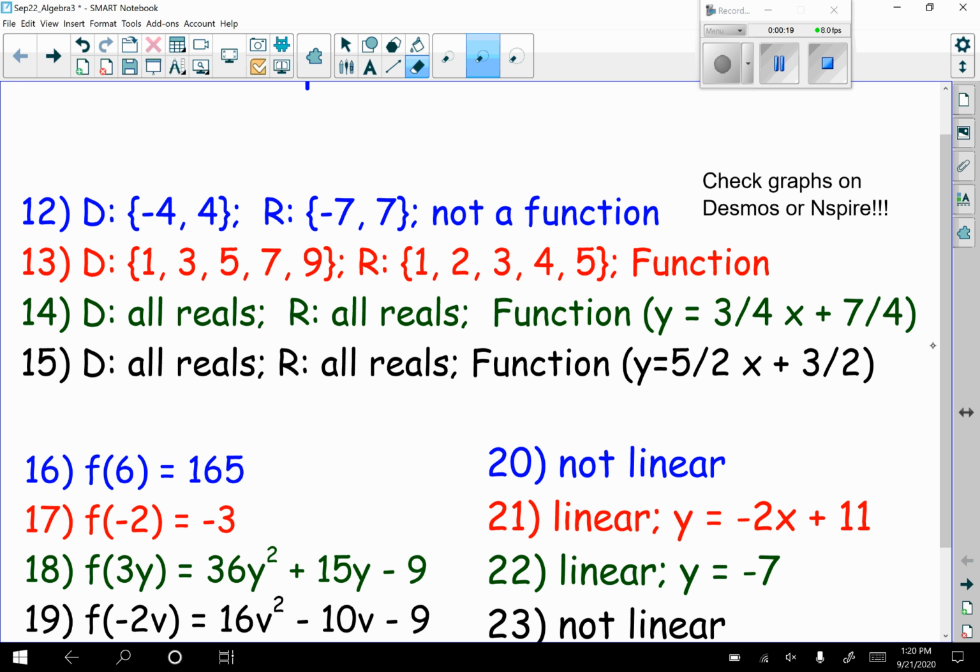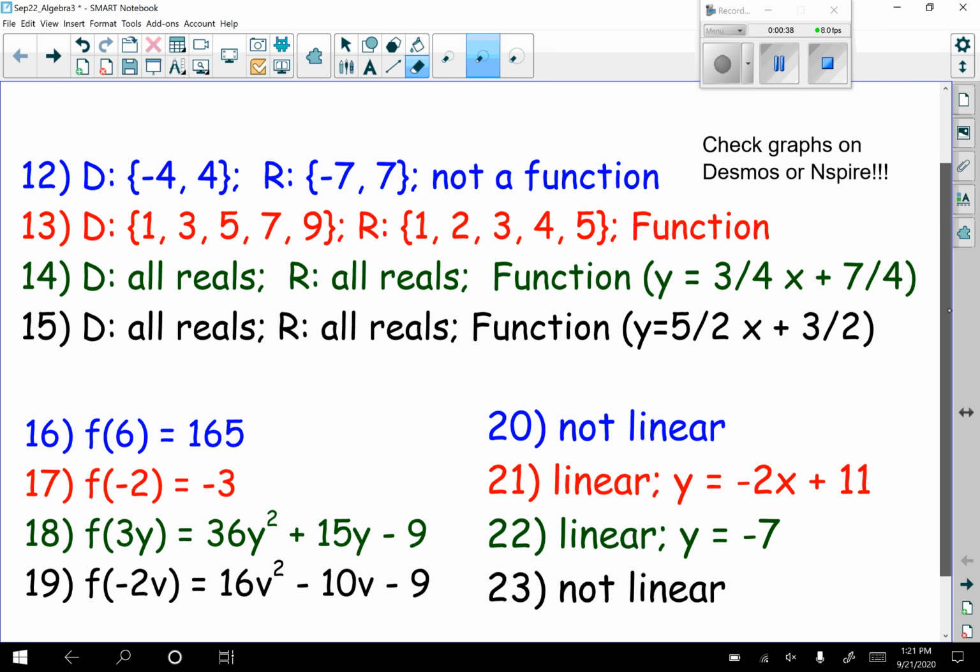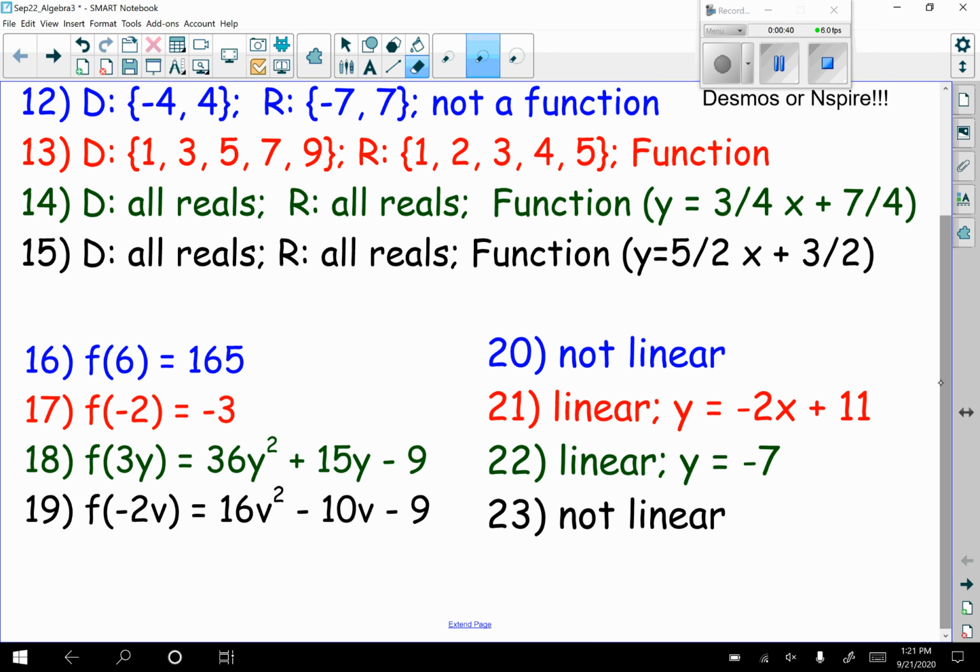Now, 14 and 15 were both linear equations, so I got them both here in slope-intercept form. Now, granted, to graph these, they weren't the easiest, but 7/4 and 3/2 are the y-intercepts. It's not terrible. You would definitely want to use graph paper on these. But any line that has a positive or negative slope is going to have a range and a domain that's all real numbers.